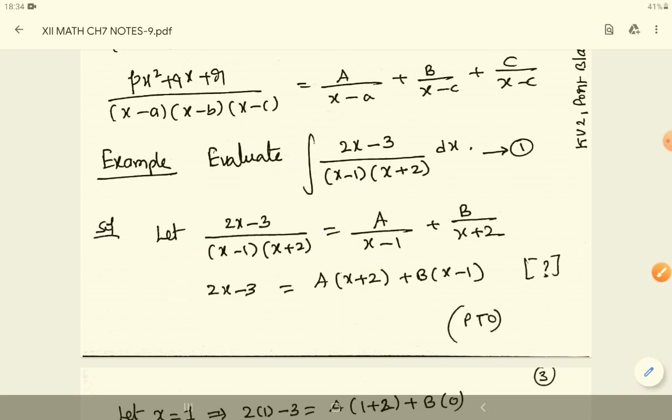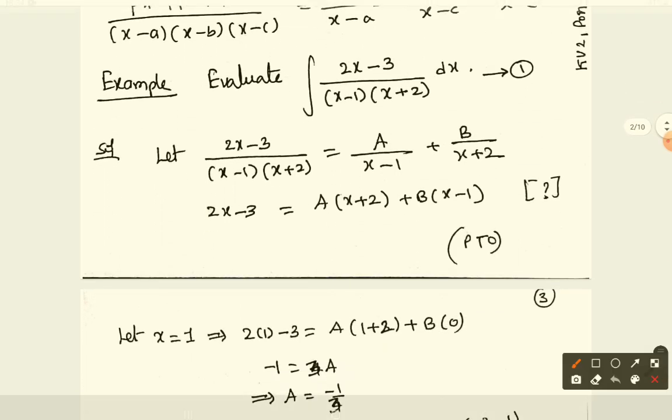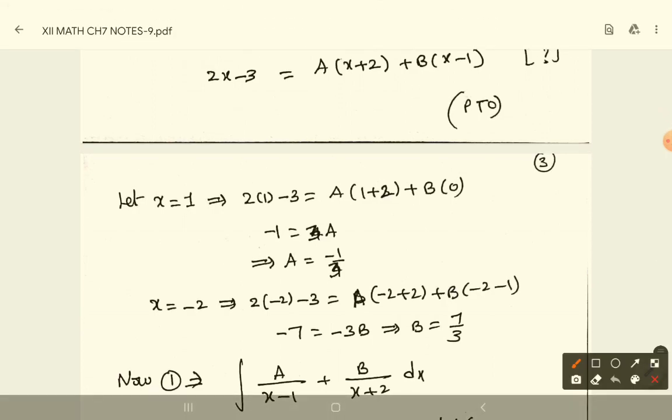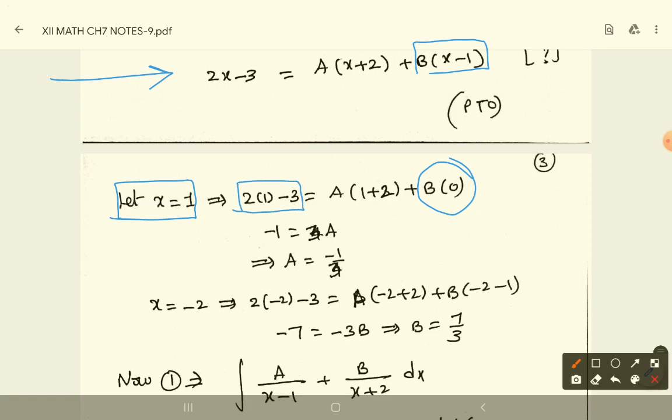So let me explain the process of finding the a and b values by nullifying the factors. Nullifying the factors means making the factors 0. See, this x minus 1 will become 0 when x is equal to 1. So this will be 0. So substitute x is equal to 1 in this one completely: 2 into 1 minus 3 is equal to a into 1 plus 2. After calculation I get a as minus 1 by 3.